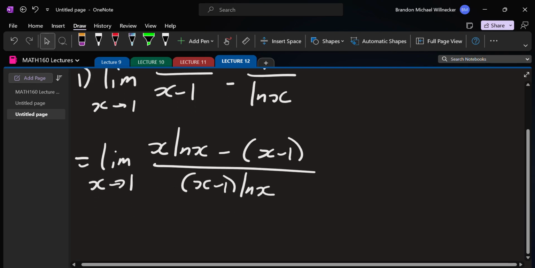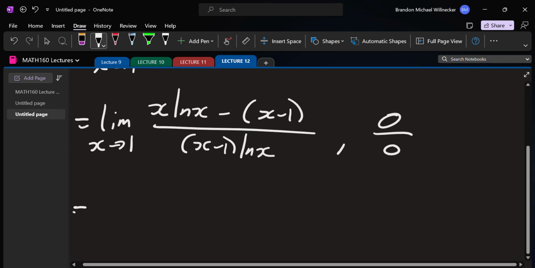Okay, so we've combined it. Maybe this fixes the problem. Maybe it doesn't. Let's have a look. In the top, when x goes to 1, the natural log will be 0. x minus 1 will be 0, so the top is 0. In the bottom, x minus 1, that's going to be 0. So now we have 0 over 0. That's the first type of indeterminate form we looked at. And we can use L'Hopital's rule. If it's 0 over 0 or infinity over infinity, we can use L'Hopital's rule.